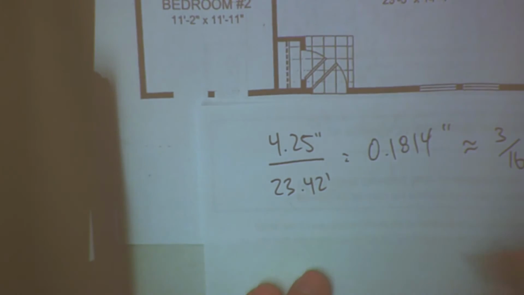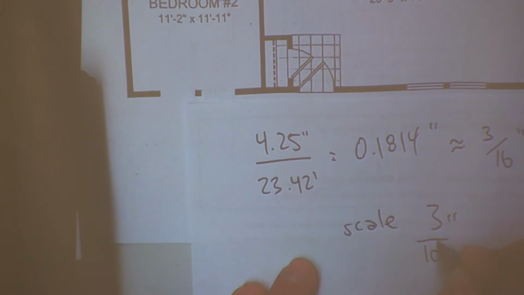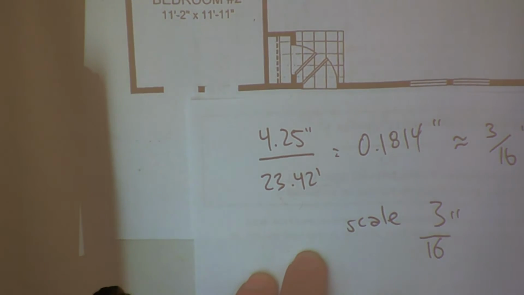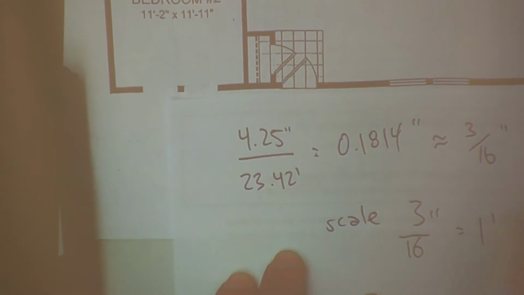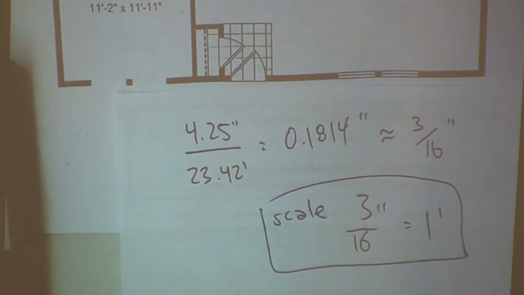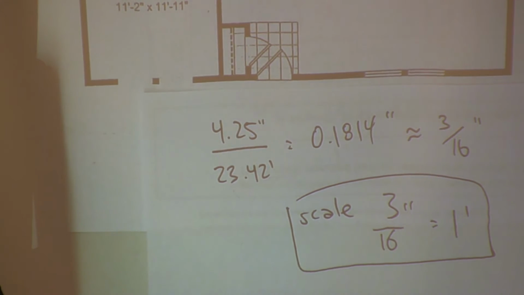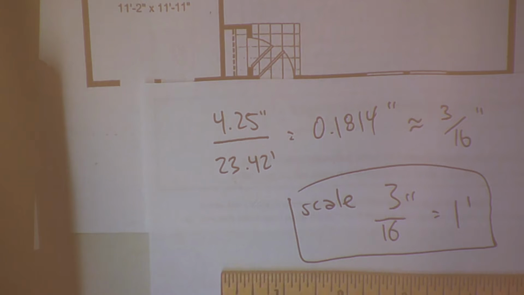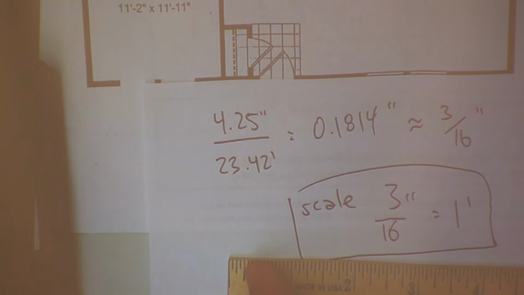And what that means then is that our scale now is 3/16 inch. How do I write it? A line equals 3/16 of an inch represents 1 foot. So on your ruler, on this set of plans, right here, 3/16 represents 1 foot. 3/16 represents 1 foot.